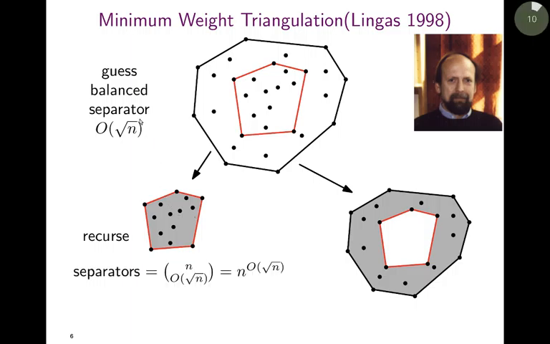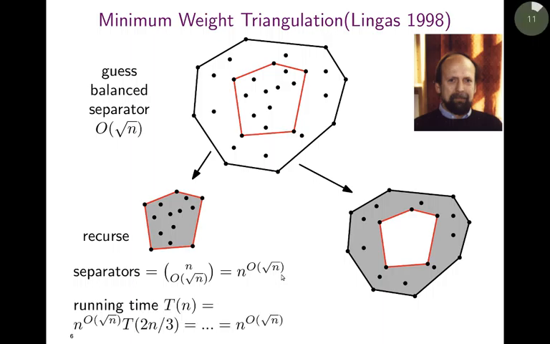And since each separator has length O of root n, the total number of separators is n to the O of root n. Okay, now let's go to the runtime analysis. The runtime is bounded by n to the O of root n times two for both subproblems, but this factor of two already lies in the O, and then you have to solve a geometric series in the exponent, and you get an n to the O of root n total running time algorithm.